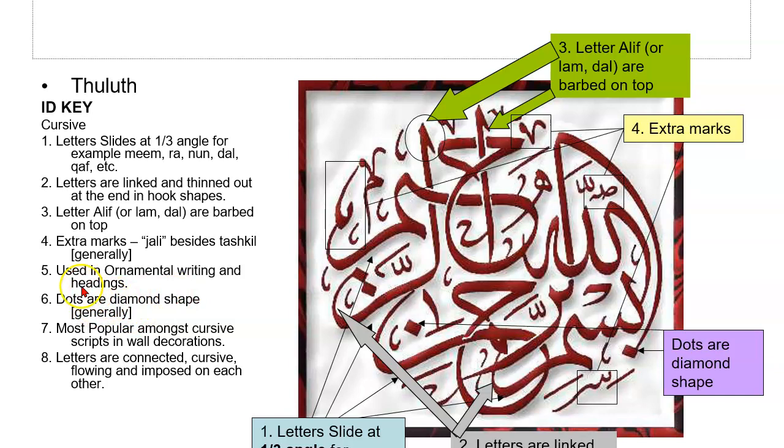Dots are diamond shape. Okay, used in ornamental writing and heading. So the place for it is in ornamental writing and headings. Even in the Qurans, this is actually used for heading. This is a style that's used in the mosques, on the walls, in the mihrab, in the niche, in the prayer space. And this is the same style, sulus, just remember this.